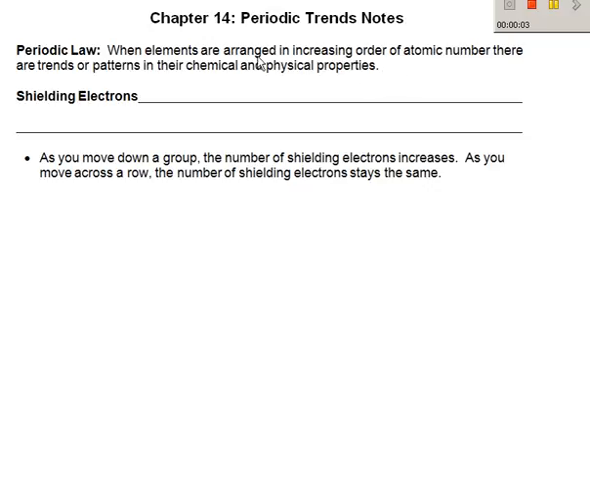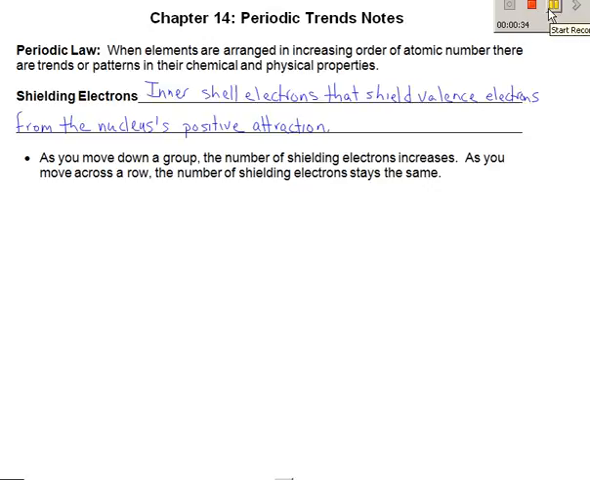So the first thing we're going to do is talk about shielding electrons. So let's go ahead and write a definition down for that. Shielding electrons are the inner shell electrons that shield valence electrons from the nucleus's positive attraction. So negative electrons are going to be attracted towards the nucleus, which is positive.